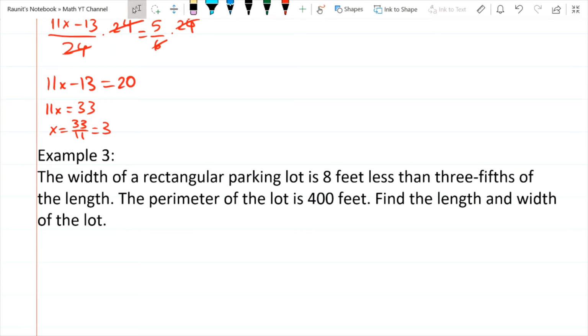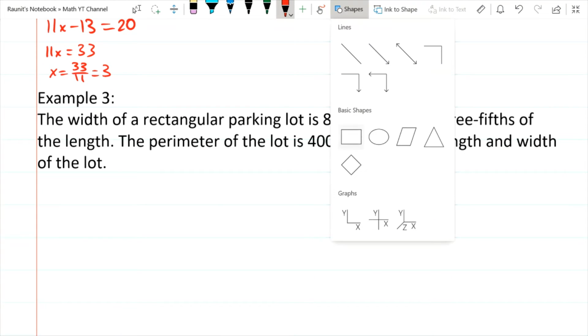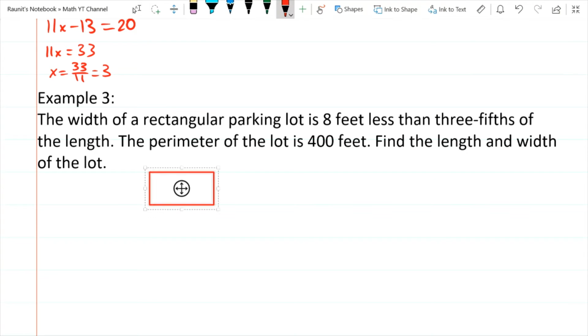So the width of a rectangular parking lot is 8 feet less than 3/5 of the length. The perimeter of the lot is 400 feet. Find the length and width. For this one, I'm just going to draw a quick diagram. Okay, so the width. I always confuse the width and the length, but this is the width.